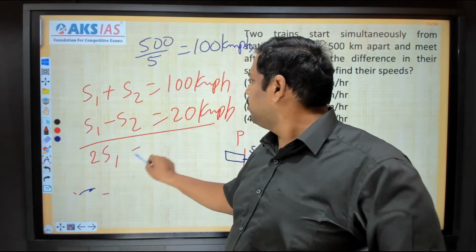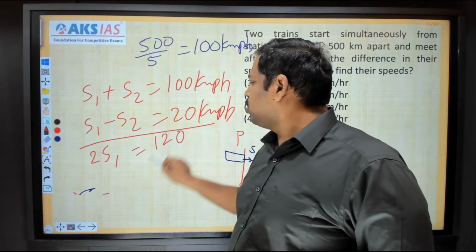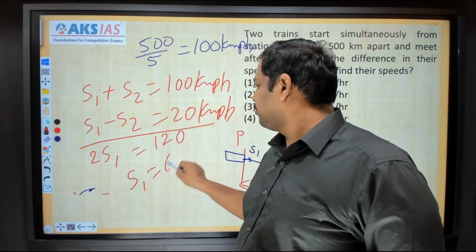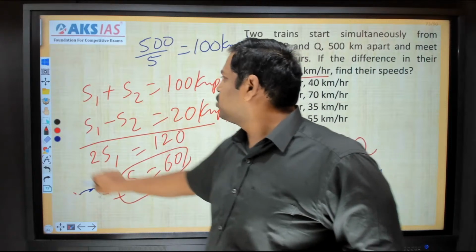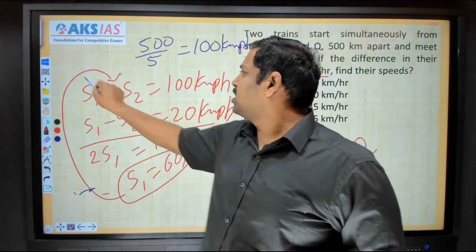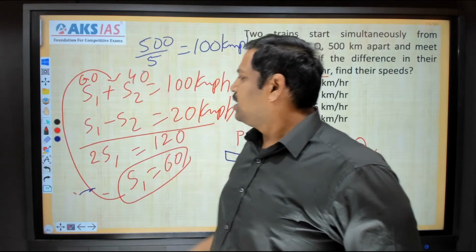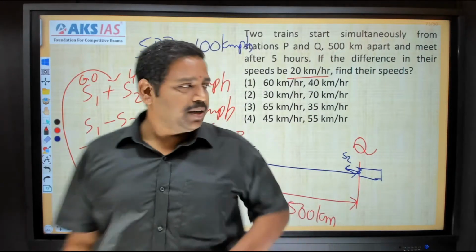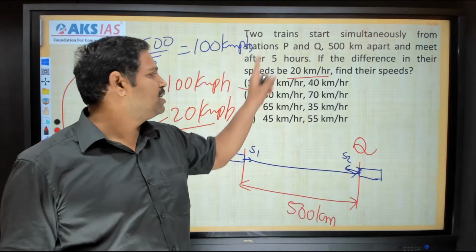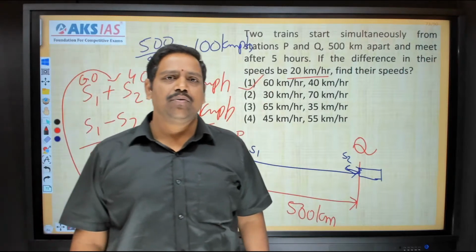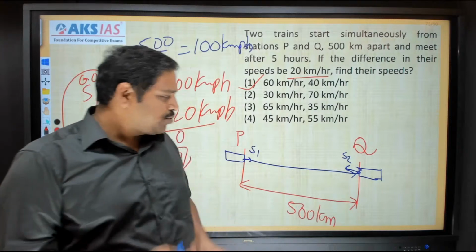Add both. S1 and S1 cancel... then it will be 120. 2S1 is equal to 120, so S1 is equal to 60. As we know that S1 plus S2 is equal to 100 and S1 is 60, move the 60 to that side, then S2 will be 40. So the speeds are 60 and 40. 60 and 40 means the first option is the answer. This is the way that we should work it out. Now let us see the next questions.